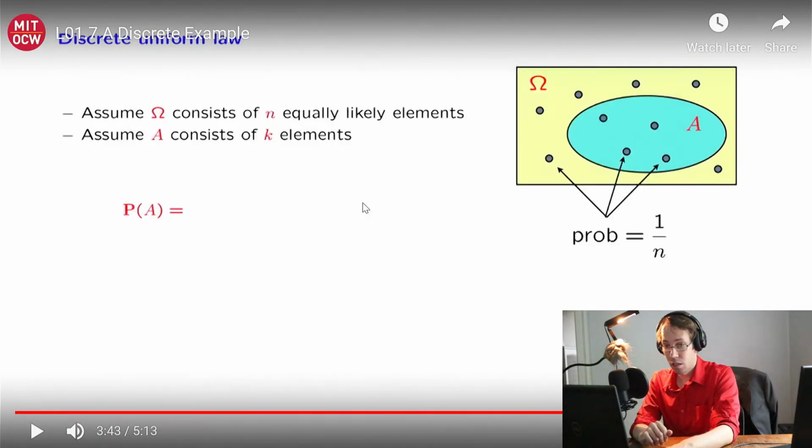Hold on. Assume omega, I always forget the name of these. Okay, assume, I remember what it means. It means the total set consists of n equally likely elements. Assume A consists of k elements. So A is the subset of the total set. So assume the total set consists of n equally likely elements, and you've got some event A, which consists of k elements. What is the probability of A?